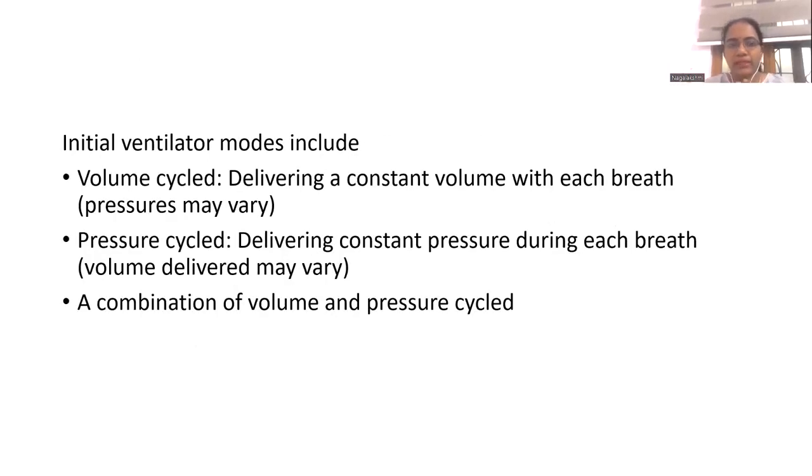So now, having said all these things, what are the initial modes we start the patient upon? What are its types? The ventilator modes can be either volume cycled or pressure cycled ventilation, or a combination of both. Volume cycled is the one where the ventilator delivers a constant volume with each breath, and here the airway pressures may vary. Pressure cycled is the one where the ventilator delivers a constant pressure during each breath and the volume may vary.